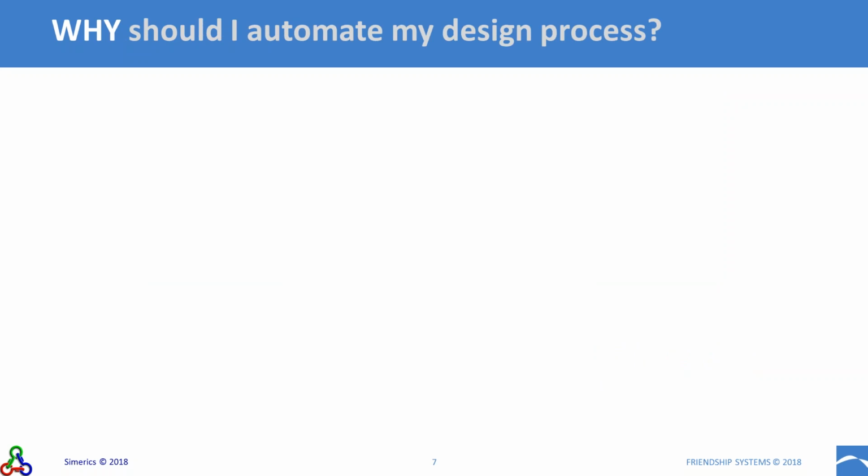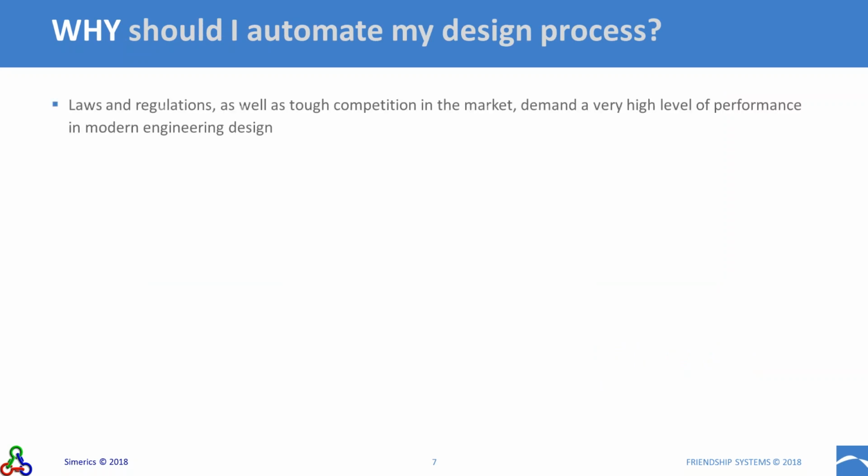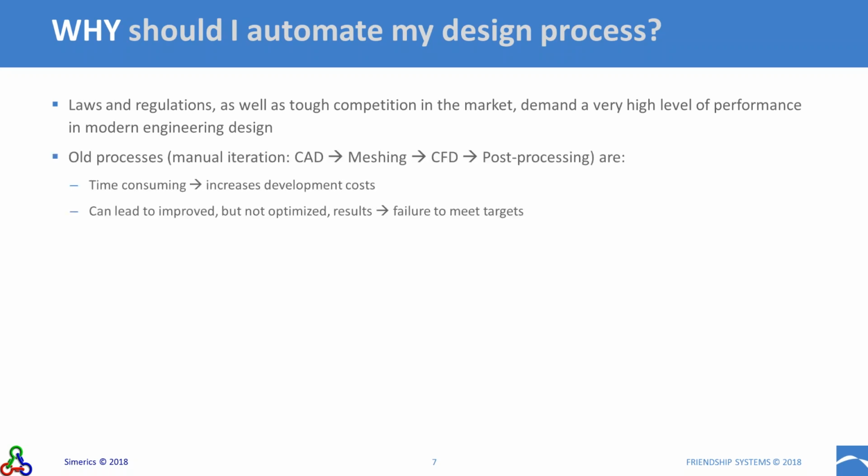So the first question that we can ask is, why should I automate my design process? There are a lot of factors, laws, regulation, competition, and so on, that demand a very high level of performance in the products that engineers are designing. And old processes, which means you're doing manual iterations from CAD to meshing, CFD, post-processing, and then back to CAD, are obviously very time consuming.